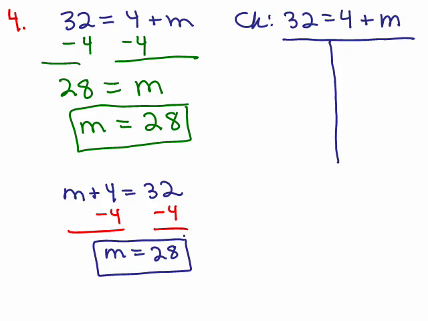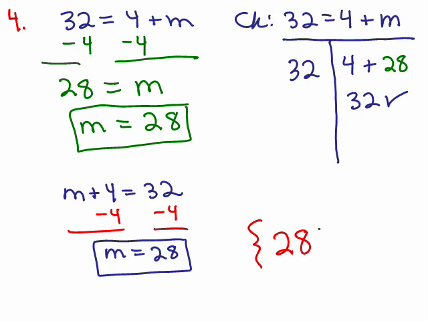All right, so we go over here. Well, on the left side, I got 32. Okay, that's easy. Just write 32. And on the right side, I'm going to put in 28 for m, and then simplify it, which is 32. So it checks. It's because I got the same number on both sides. So the solution here will be 28.